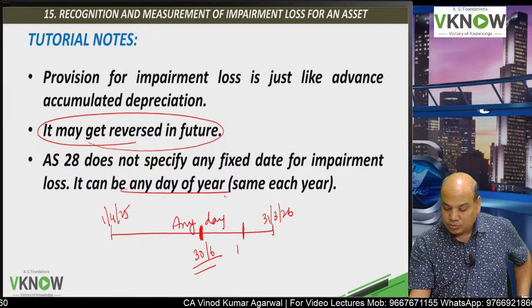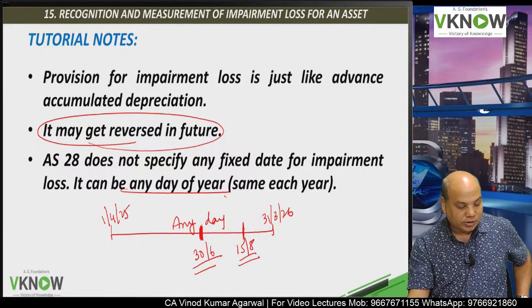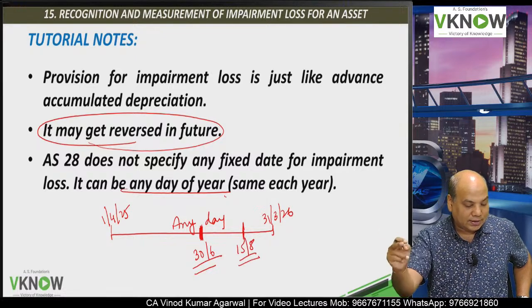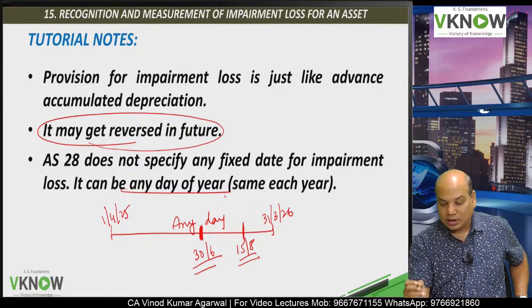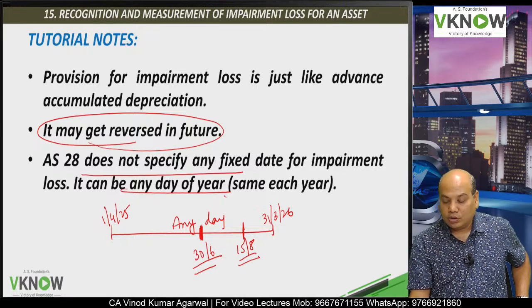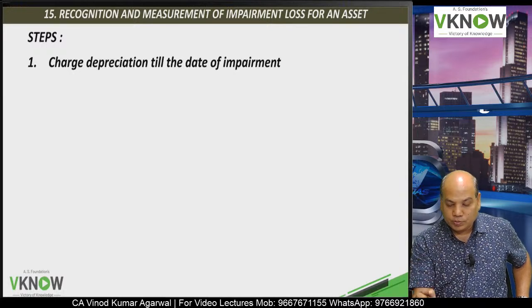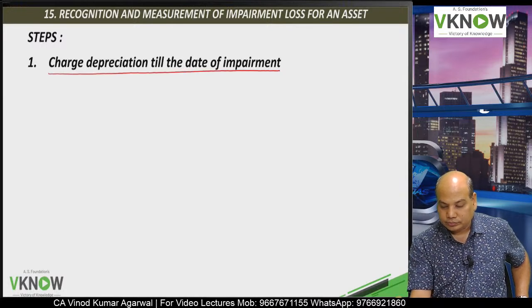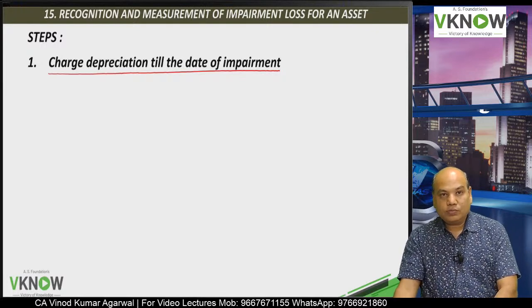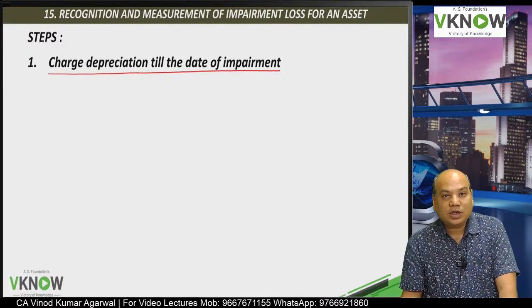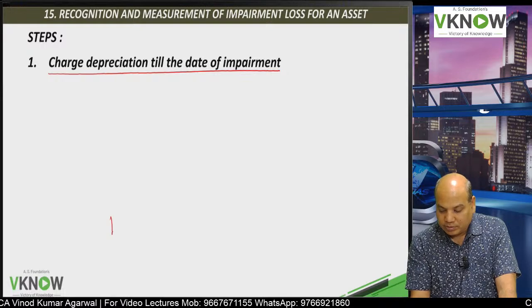Yes. Suppose you want to provide on 15th August, Independence Day. Can we do it? Yes, you can do it. The standard does not tell you on which date you need to provide impairment loss. Once you provide impairment loss, you are going to first provide depreciation till the date of impairment.